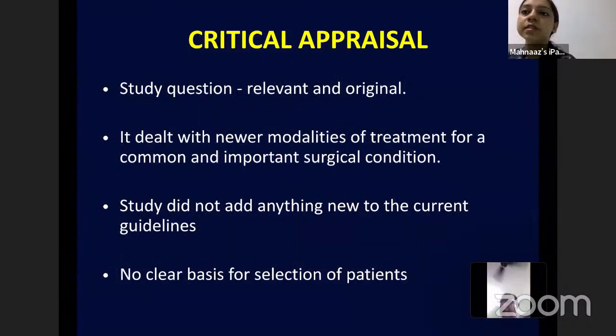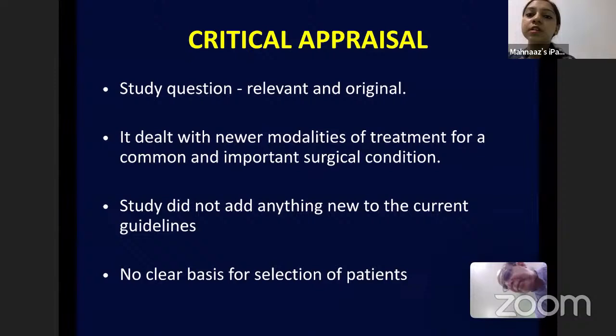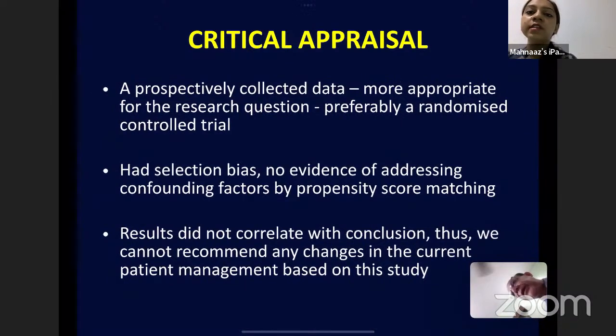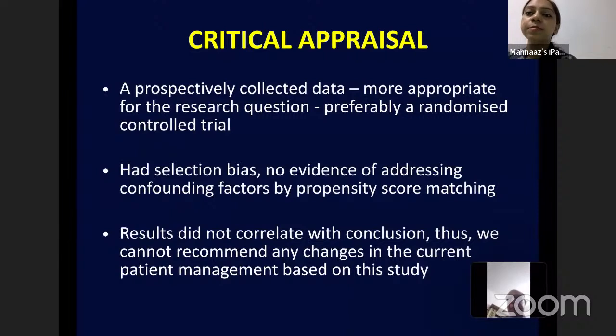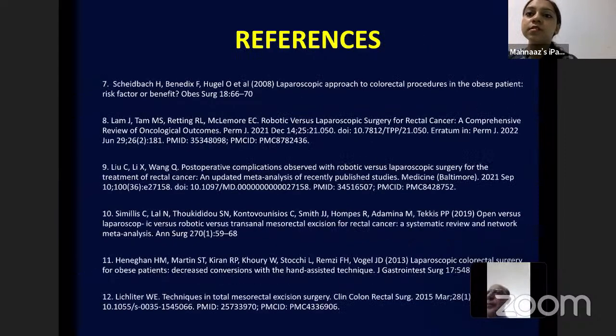So to critically appraise this article as a summary, the study question was relevant and original, and it dealt with two newer modalities of treatment for a common and important surgical condition. The study didn't add anything new to the current guidelines. There was no clear basis for selection of their patients, and prospectively collected data would have been more appropriate to answer this research question, preferably a randomized control trial. This study had selection bias. There was no evidence of addressing the confounding factors by propensity score matching. The results didn't correlate with the conclusion. So we can't recommend any changes in the current patient management based on this study. These were my references.